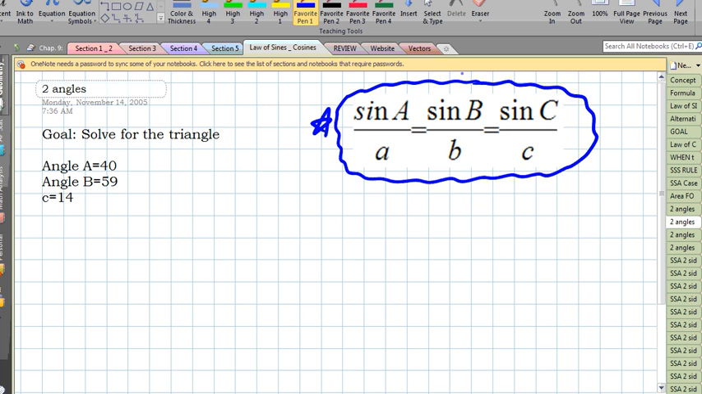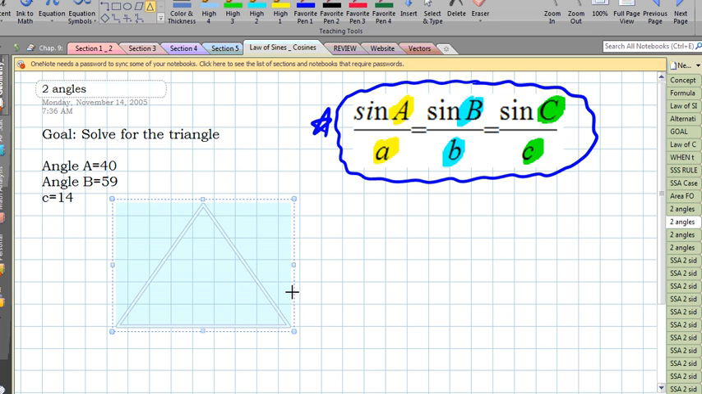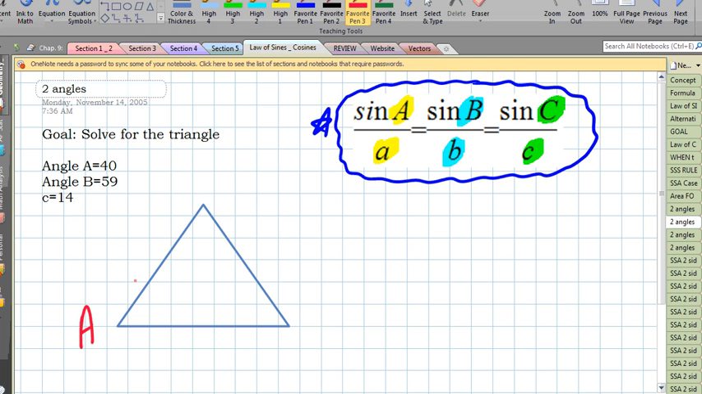And be sensitive to capital and small case letters in here. They are different. Remember, the capital letters are the vertices, and those small case letters are the sides that are opposite that particular vertex. So in this case, we are given some information. So let's draw a triangle, and let's do some labeling. Well, capital A is 40 degrees, so this would be little a. Capital B is 59 degrees, so this would be little b. And I don't know capital C in here, but I do know little c. Little c is 14.